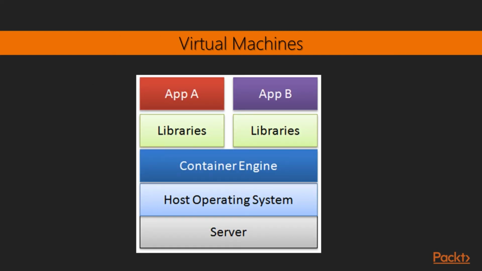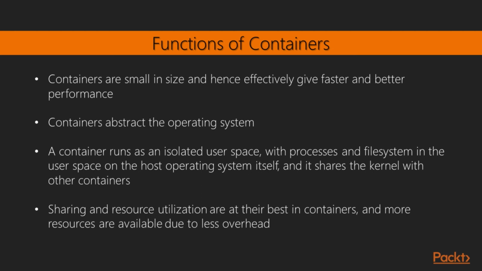Containers. A container shares the operating system and device drivers of the host. Containers are created from images, and for a container with Tomcat installed, the size is less than 500 megabytes. Containers are small in size and hence effectively give faster and better performance. Containers abstract the operating system.